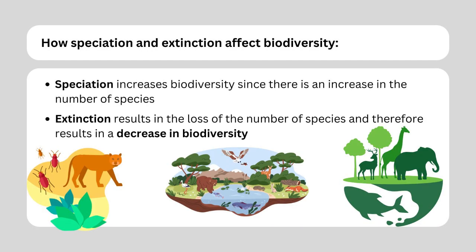Explain how speciation and extinction affect biodiversity. Speciation increases biodiversity since there is an increase in the number of species. Extinction results in the loss of the number of species and therefore results in a decrease in biodiversity.